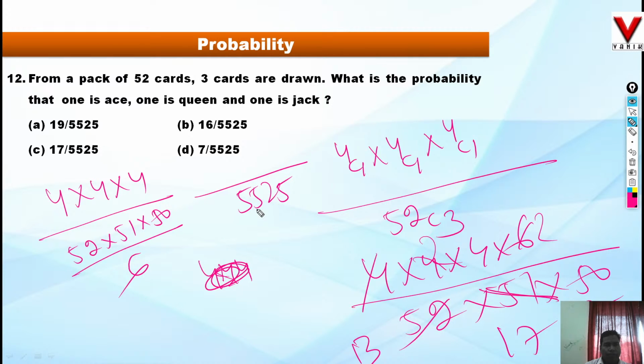16. 4 into 4 into 4. 16 by 552, because it is 2 and it is 2. 2 to 4, and this 4. 2 to 4, 4 is 16. 16 by 5525.